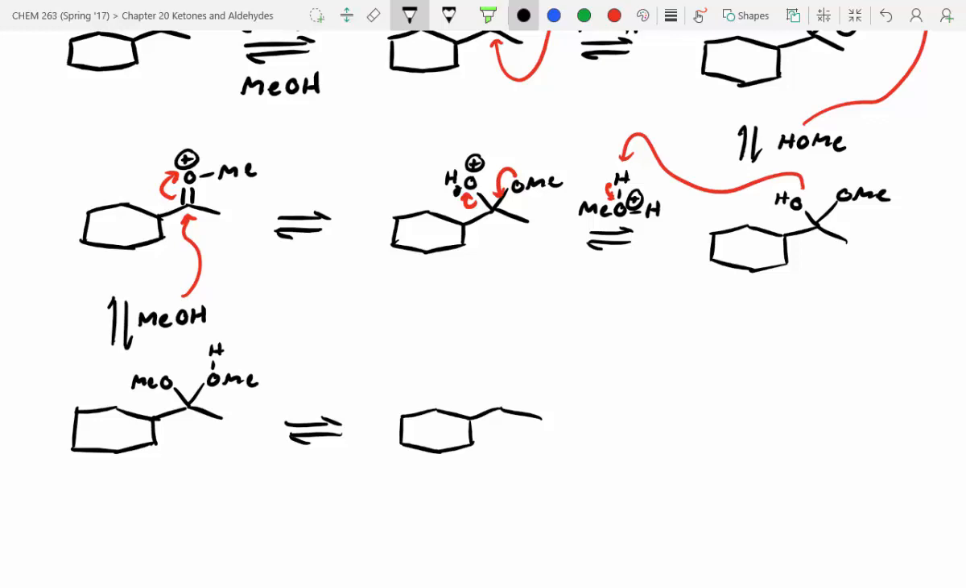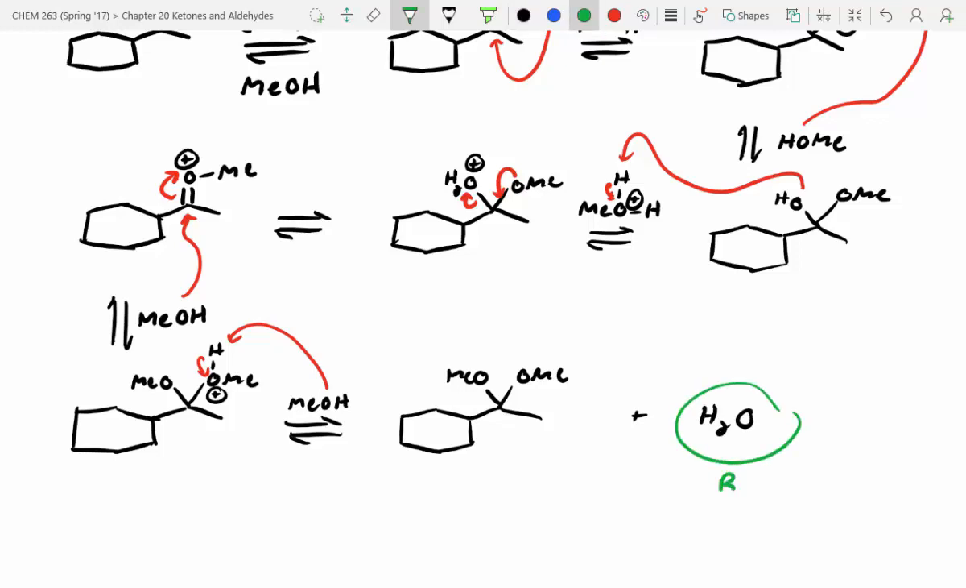And then last but not least, we can deprotonate that using our methanol or our water. It doesn't really matter. And you end up with your acetal. So it's important to remember that water is our byproduct. We're kicking off water in the reaction, and it's not a part of our final product.